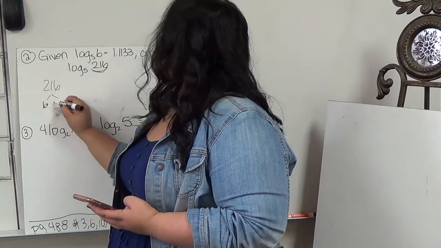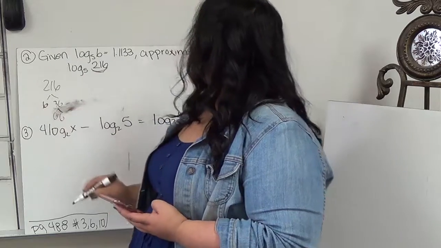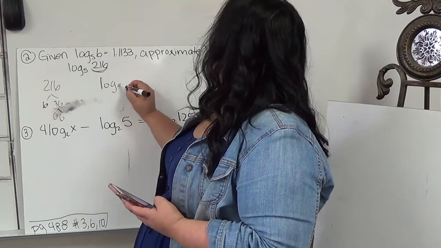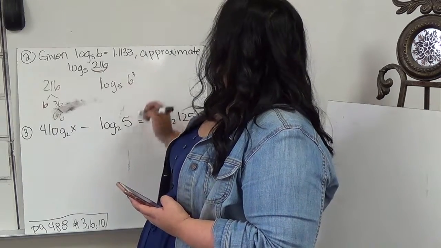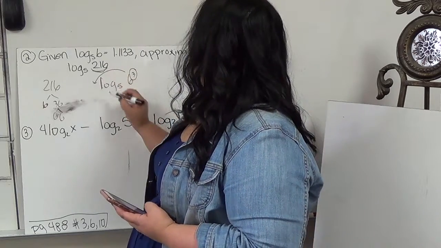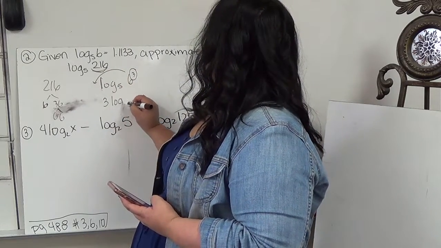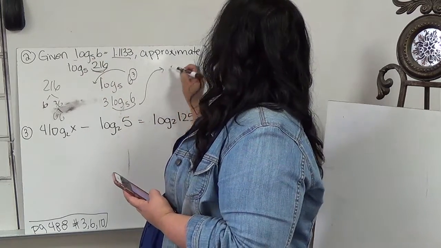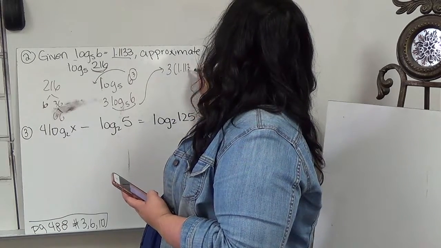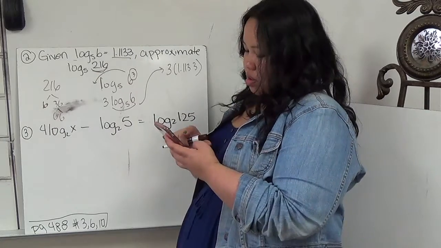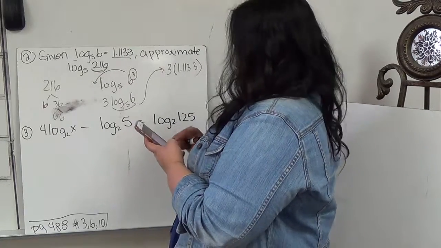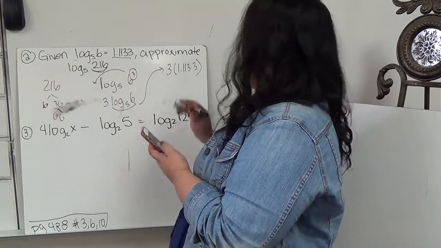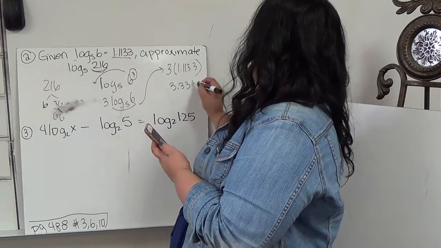So 6 times 36, this is 6 times 6. So basically this is the same thing as saying log base 5 of 6 to the 3rd. Well, using the power property, I take the 3 here, and I do 3 times log base 5 of 6. This can be found right here. So I'm just going to replace it with 3 times 1.1133, which would give me 3.3399.